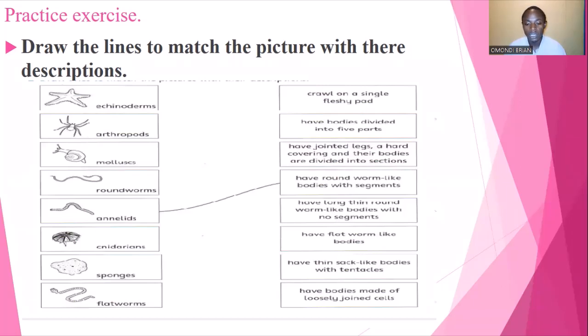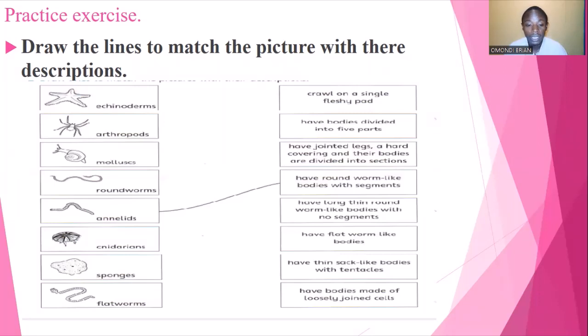So this is a simple exercise of which I'm expecting each and every one of you is going to attempt the questions. The exercise requires you to draw lines to match the picture with their description. For example, I've done for you here the annelids. So you realize that these annelids have round worm-like bodies with segments.